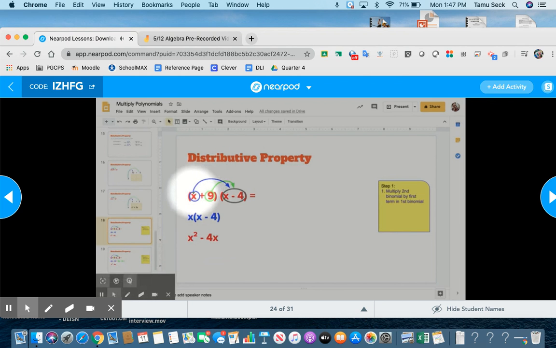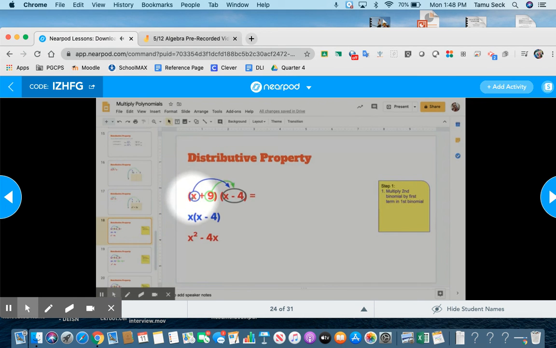Now, let's apply that to a real problem. x plus 9 times x minus 4. So it's two quantities. x plus 9 is one quantity, and times x minus 4. So step 1 would be to multiply the second binomial, this is the second one, by the first term in the first binomial. Here's the first binomial, and x is the first term.